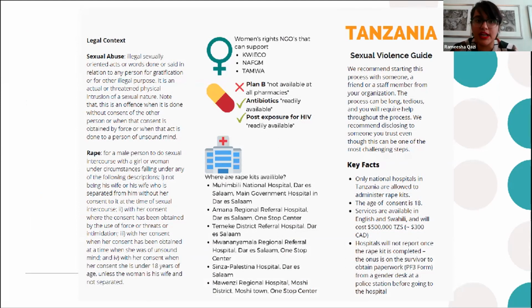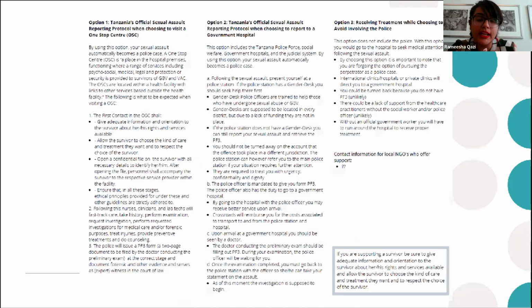It doesn't need to draw a lot of attention to itself. So this would be the first page of this. And so the key facts, just to outline: only national hospitals in Tanzania are allowed to administer rape kits, what the age of consent is, that kind of stuff. Then it's got the women's rights NGOs, what medications are available and how easy are they to access, where can you get rape kits, and then the appropriate legal context for survivors to know before they approach systems of support. And on the next slide, we've got what the inside would look like.